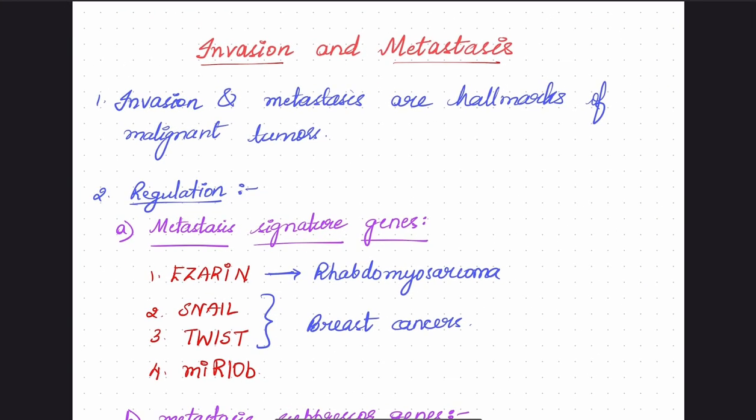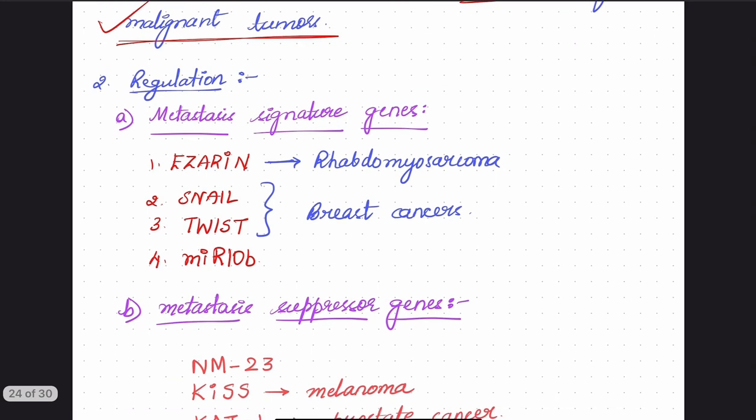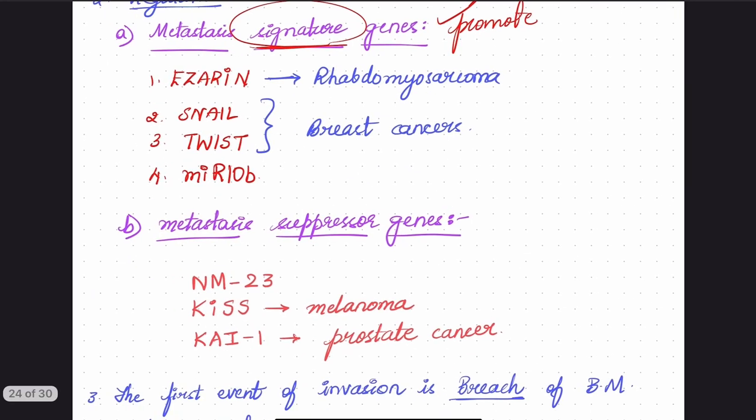So firstly, let us start with the introduction. Invasion and metastasis, they are the hallmarks of malignant tumors. Benign tumors are confined, they do not metastasize or invade, whereas the malignant tumors invade and metastasize. These are the characteristic features, hallmarks of malignant tumors. And for this invasion and metastasis, there are certain regulator genes, the metastatic signature genes, they promote metastasis or invasion. Metastasis suppressor genes try to suppress this metastasis.